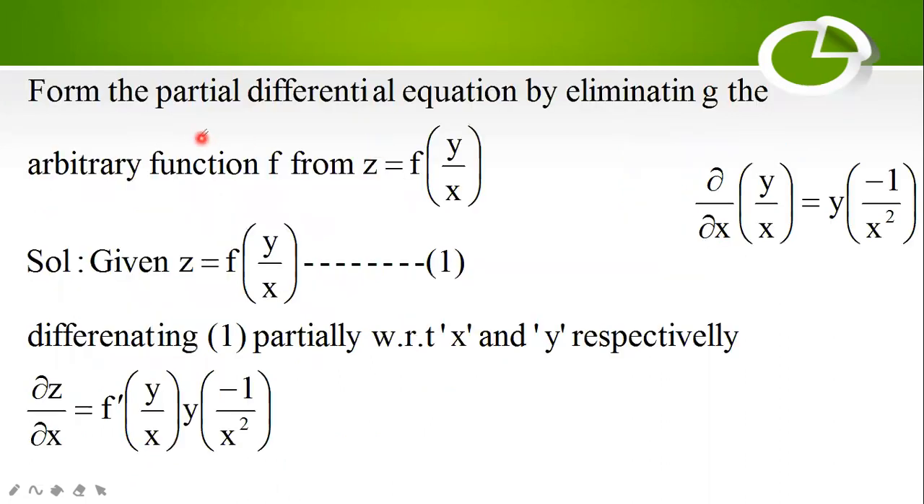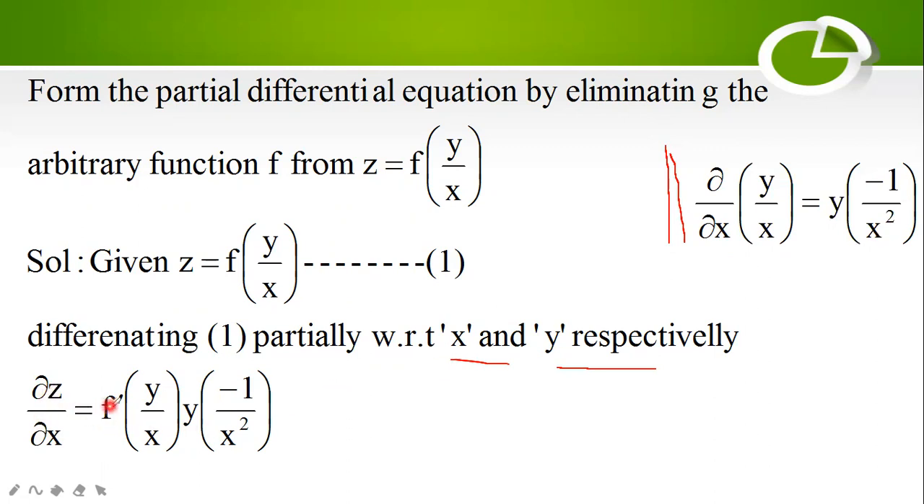See one more example. Form the partial differential equation by eliminating the arbitrary function f from z equal to f of y by x. First of all, you have to differentiate this z partially with respect to x and y respectively. With respect to x, the derivative of z, that is dou z by dou x, equals the derivative of f, which is f dash of y by x, into the derivative of y by x with respect to x. With respect to x, y is constant, and the derivative of 1 by x is minus 1 by x square, that is y into minus 1 by x square.